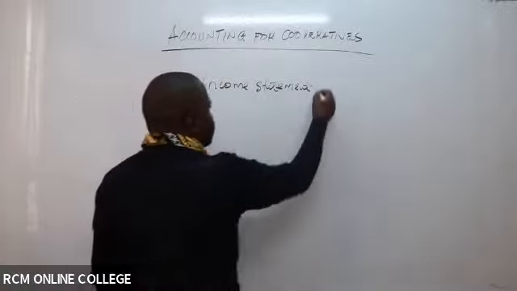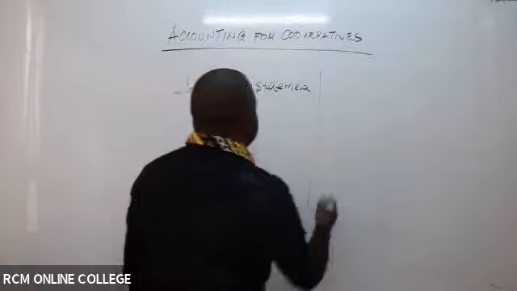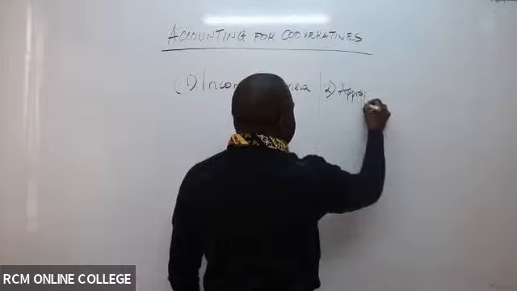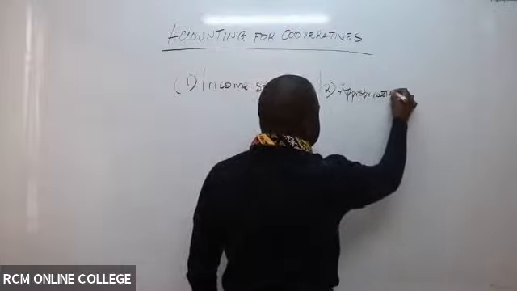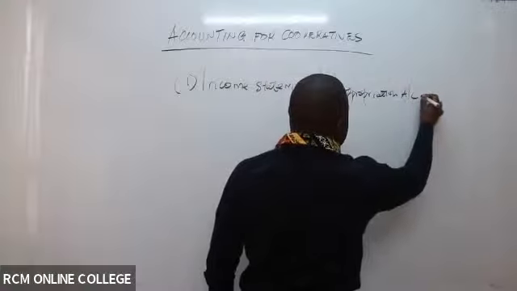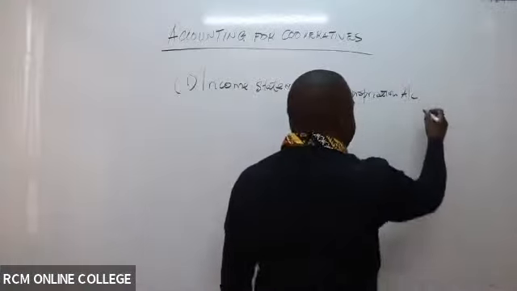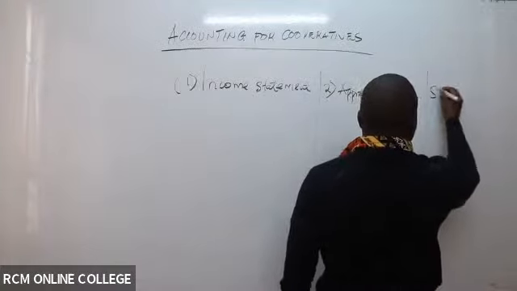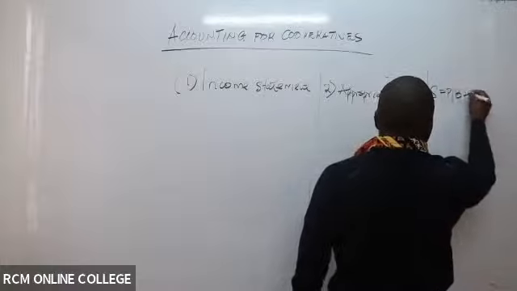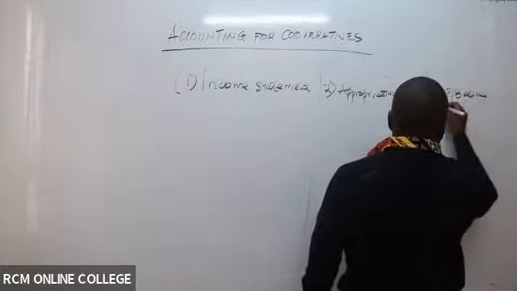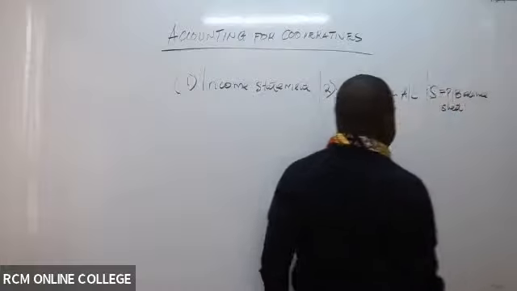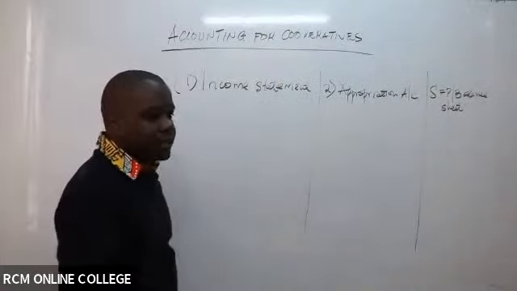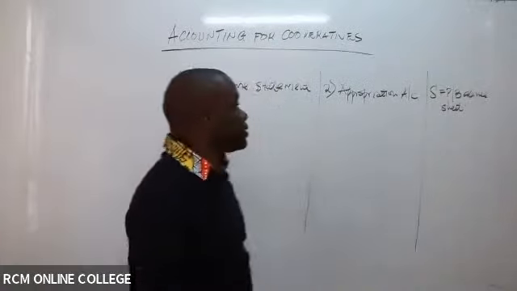So we can have the income statement, then number 2, an appropriation account. Then number 3, quite obviously, we'll have what we call the balance sheet, or the statement of financial position. We refer to it as the balance sheet. So these are the 3 major books of accounts, or financial statements, to be maintained by a cooperative society.